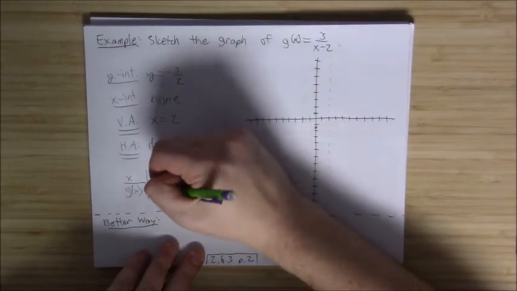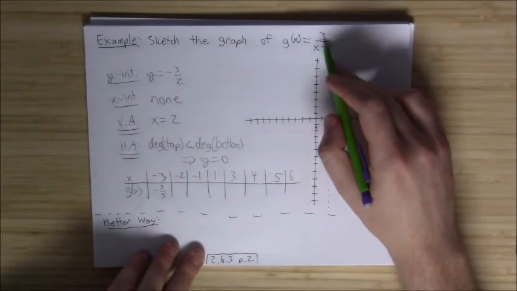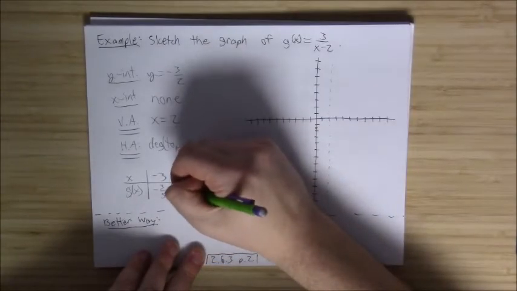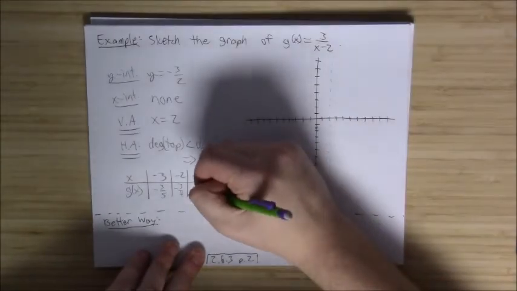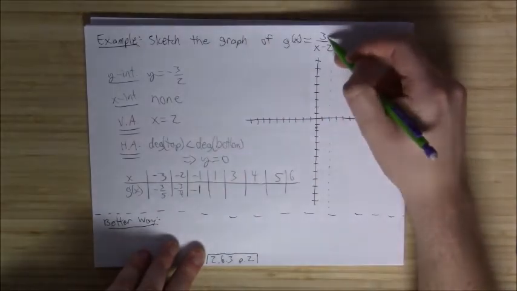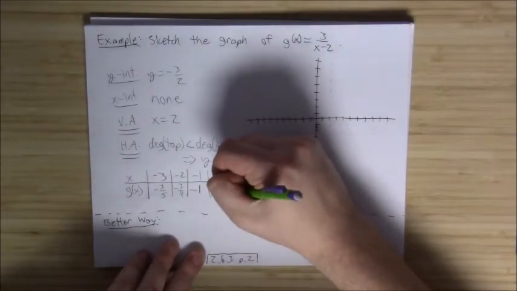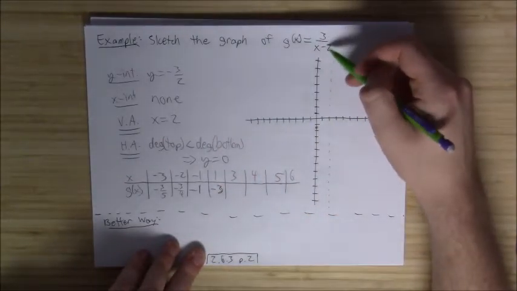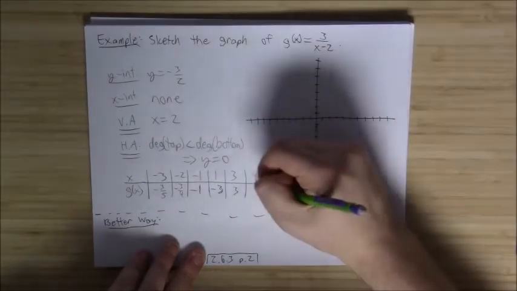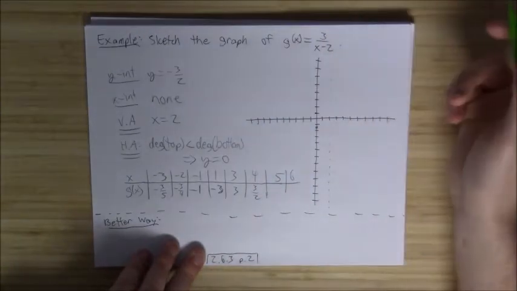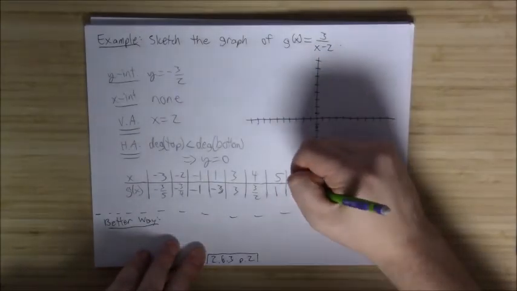Plugging negative 2 in, we get negative 3/4. Plugging negative 1 in, we get negative 3/3, so negative 1. Plugging positive 1 in, we get 3 over 1 minus 2, which is negative 3. Plugging 3 in, we get 3 over 1, which is 3. Plugging 4 in, we get 3 over 2. Plugging 5 in, we get 3 over 3, which is 1. Plugging 6 in, we get 3/4.